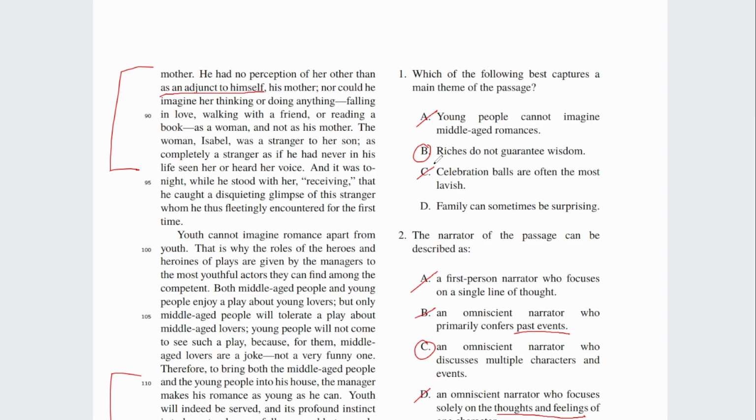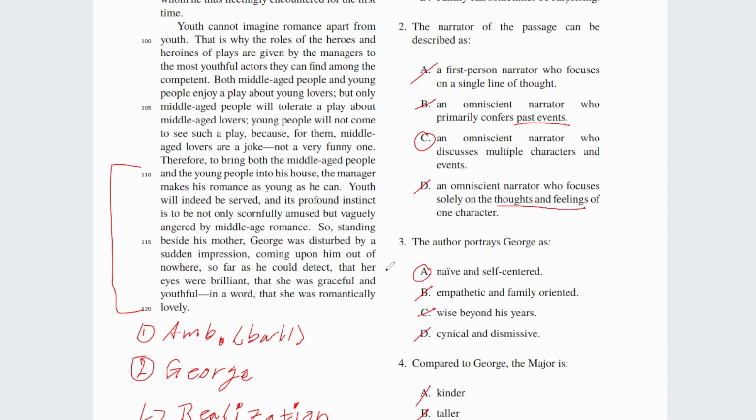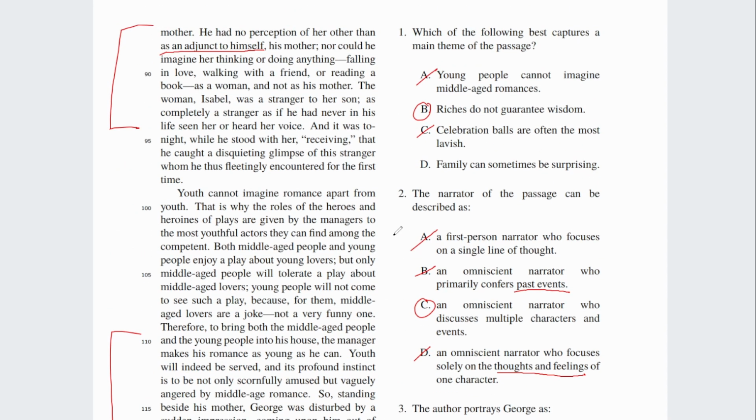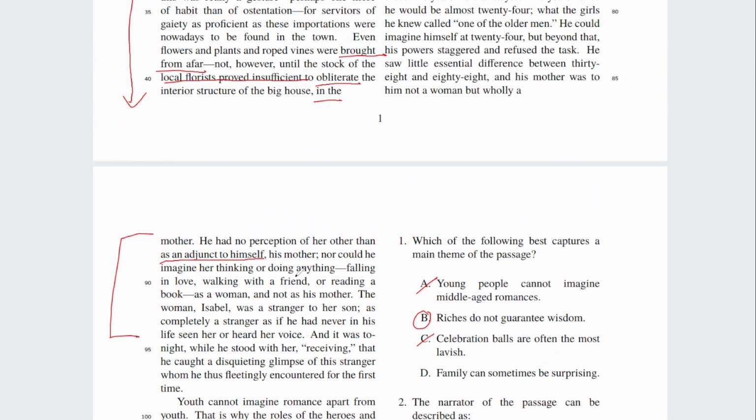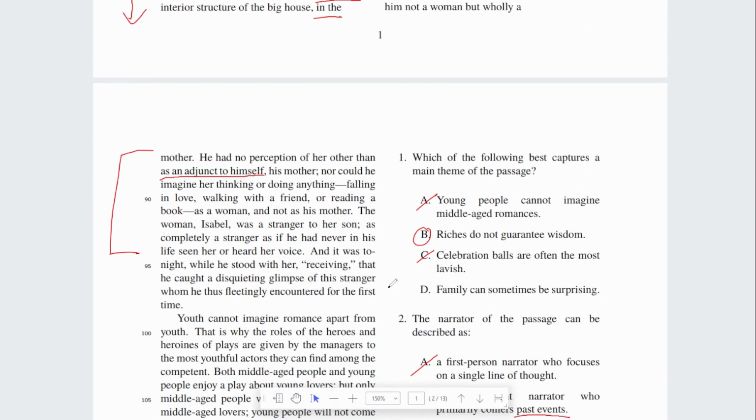Family can sometimes be surprising. Again, you could say that this bit about, from lines sort of 115 to 120, you could say that this part is a surprise to George and actually a surprise from his family. But I don't think that's the main purpose of the passage. Just using our rule of thumb, it's only part of this one paragraph. Otherwise, there's no surprise to be had at any point in the passage. So for that reason, I think D is also wrong.